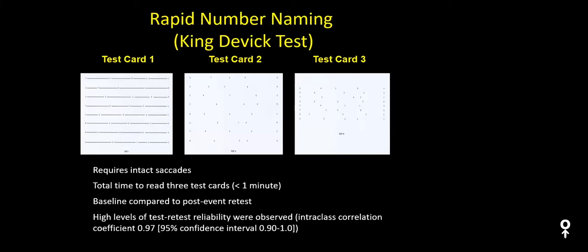But for most individuals to do this test correctly, it takes around 35 to 45 seconds roughly. For individuals that are concussed, these micro eye movements are disrupted, and it takes significantly longer to do this test of rapid number naming. Next slide.